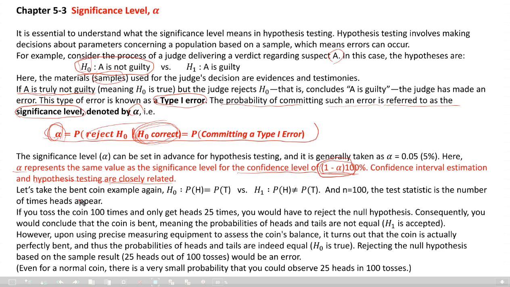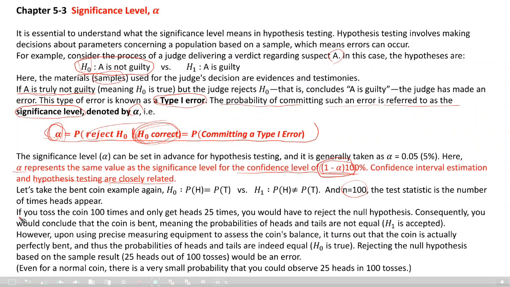Let's take another example, the twisted coin example. H0 is PH equal to PT versus H1, the probability of heads is not equal to the probability of tails, right? And we take a sample size of 100. The test statistic is the number of times heads appear, right?